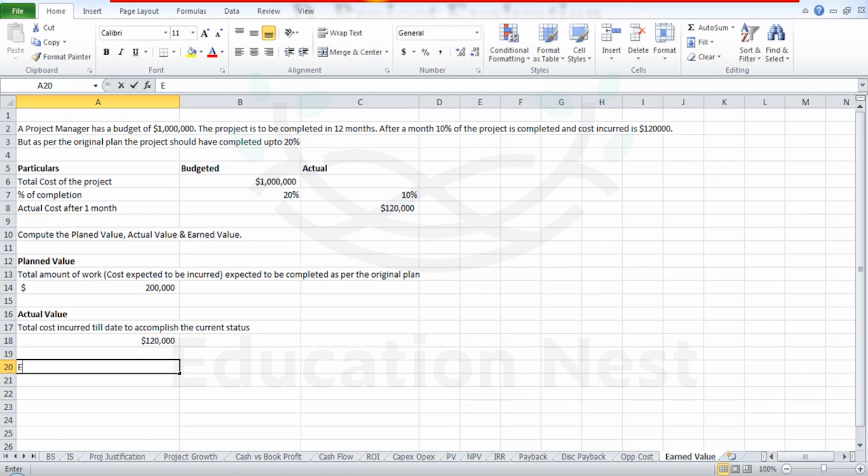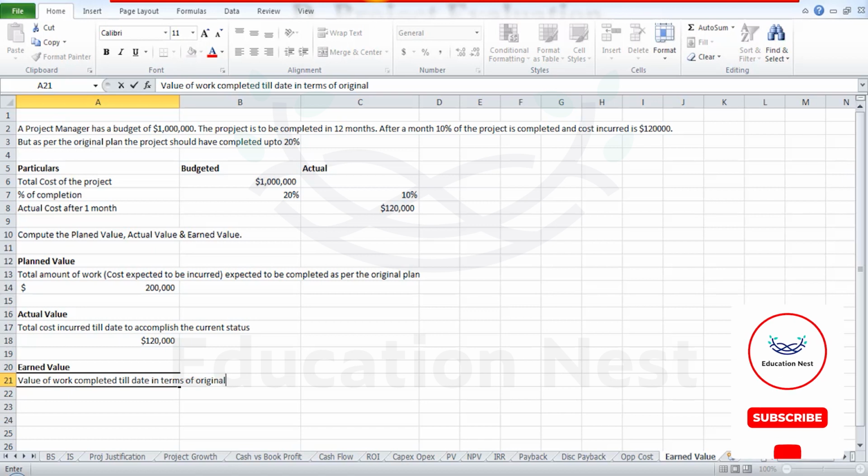Okay. And lastly, we have the earned value computation. Now, how do you compute the earned value? That is the value of the work actually completed till date. Value of work completed till date in terms of original cost. That's the most important factor here. In terms of the original budget.